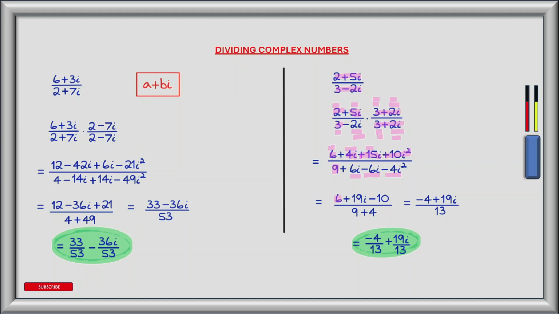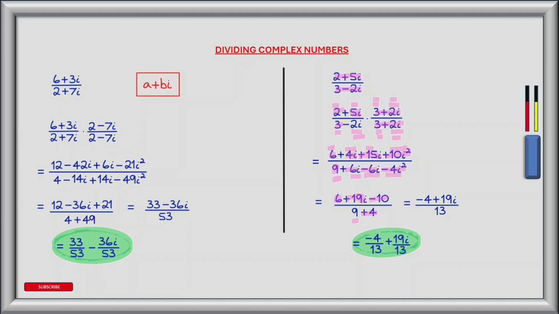4i plus 15i gives 19i, and 10i squared gives minus 10, because i squared is minus 1, and minus 1 multiplied by 10 gives minus 10. And in the denominator, we have 9, positive 6i cancels with negative 6i, and we have minus 4i squared, which gives plus 4, because i squared is minus 1, and minus 1 multiplied by minus 4 gives plus 4.